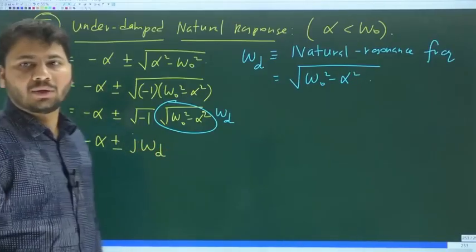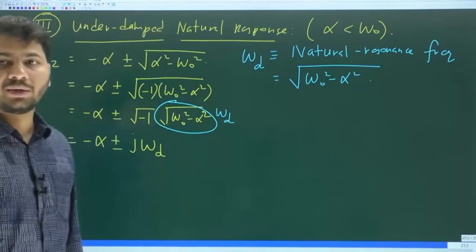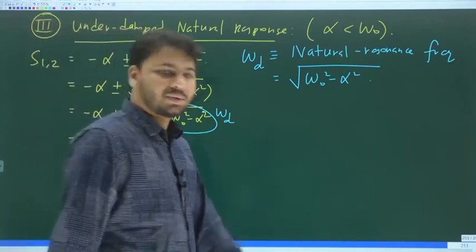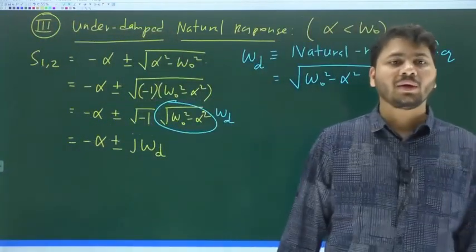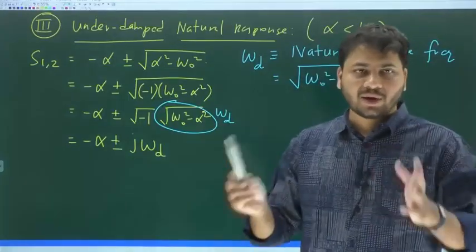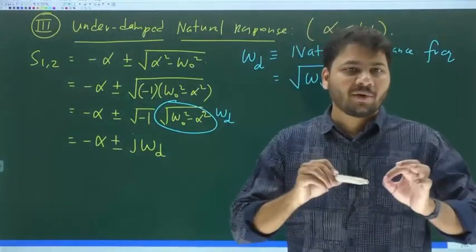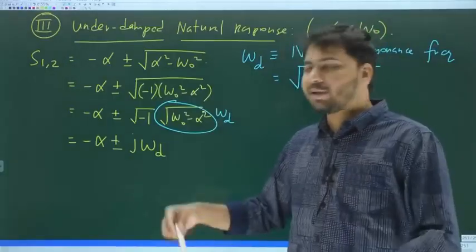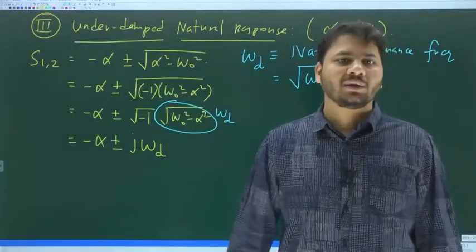Minus alpha plus or minus j omega d. They are the two roots of the characteristic equation, or the two poles. What are the two poles? Separately, one pole is minus alpha plus j omega d. The other pole is minus alpha minus j omega d.